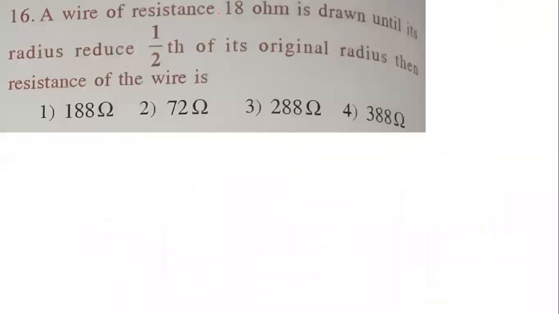Look at question number 16 now. While discussing the questions, I'm going to tell you the concepts also. A wire of resistance 18 ohm is drawn until its radius reduces to half of its original radius. Then what will the resistance of the wire be? Let's say R is equal to 18 ohm, as given.